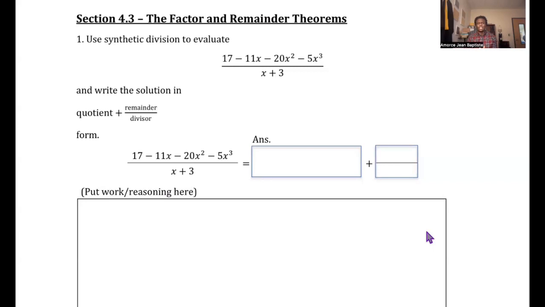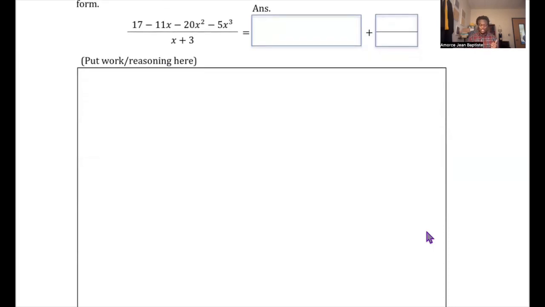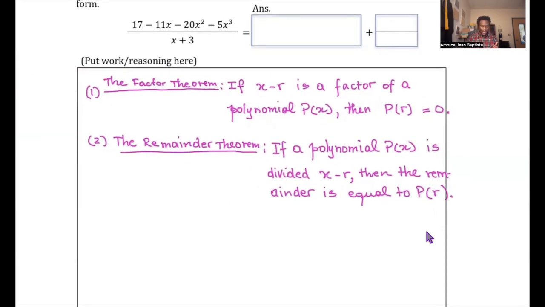We apply the result when using synthetic division, but synthetic division is only used when you divide a polynomial by a binomial. Some of you may already be familiar with synthetic division, and we will practice on that. But there are two theorems that we're going to keep the focus on: the factor theorem and the remainder theorem. So what are these theorems? First, we have the factor theorem.